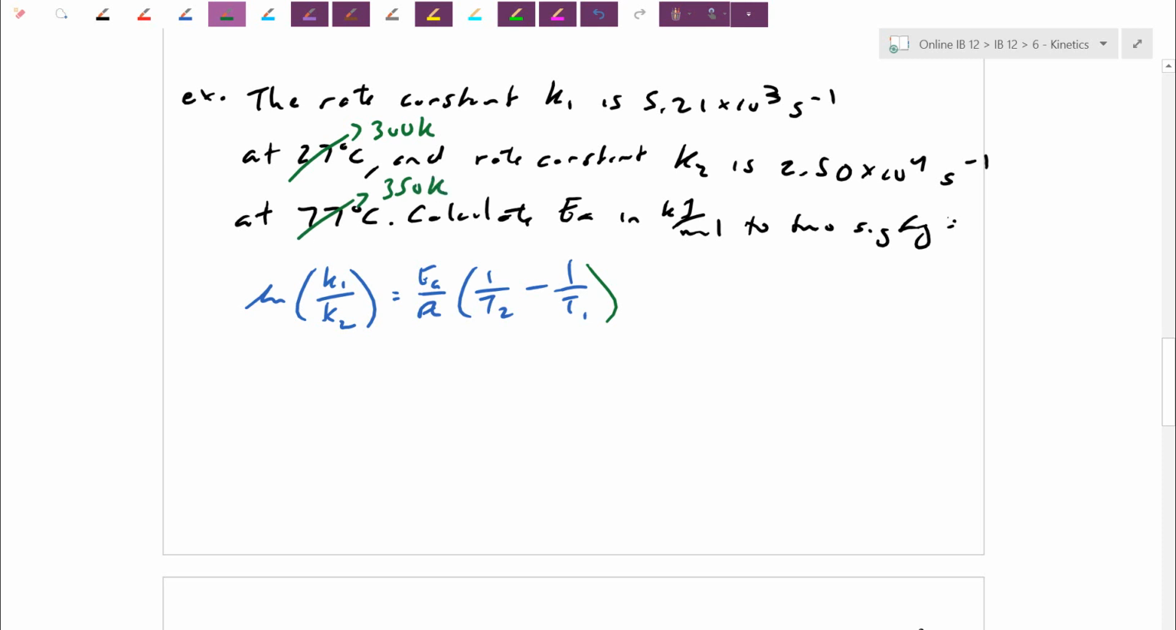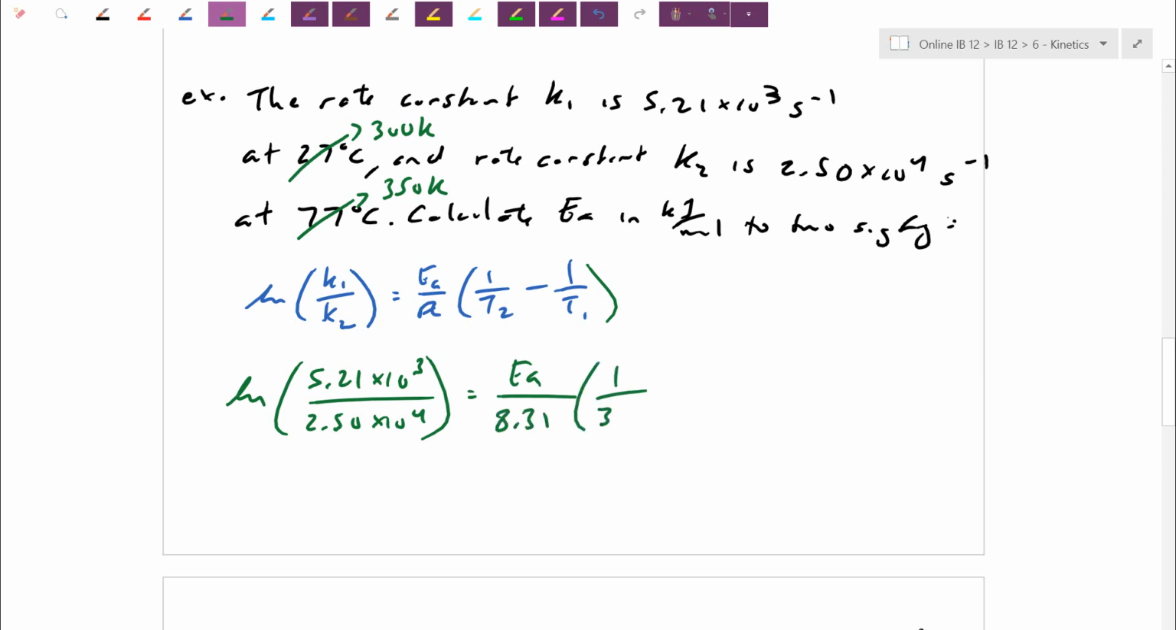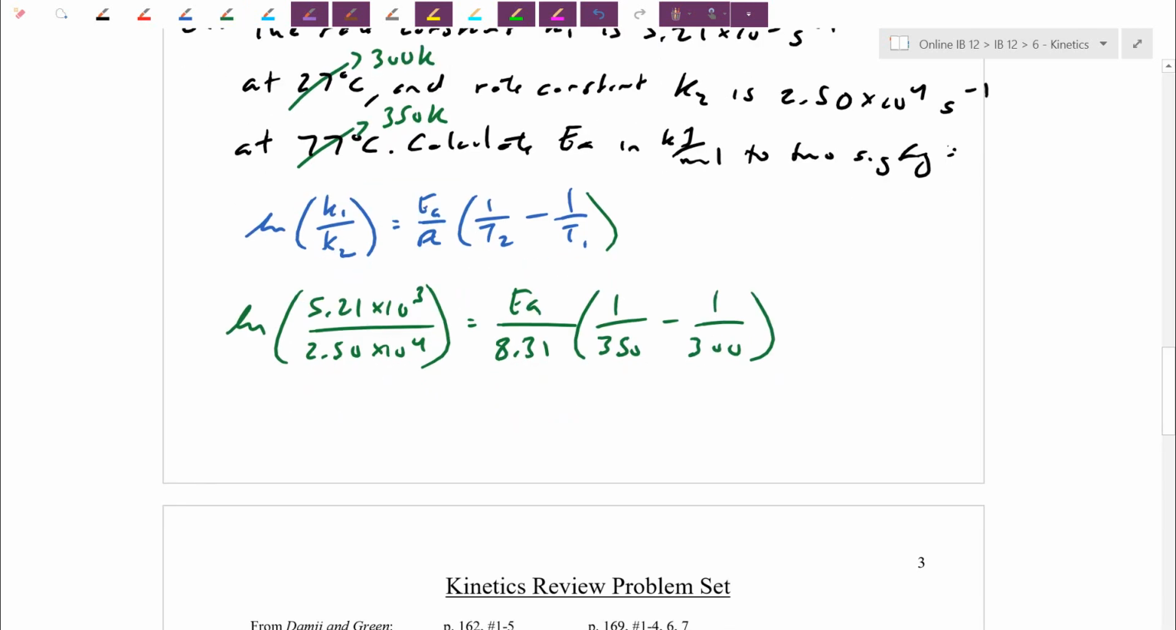Right. So all I'm going to punch in here is the natural logarithm. K1 is 5.21 times 10 to the 3 divided by K2, which is 2.50 times 10 to the 4. These are the actual rate constants at those specific temperatures. I don't know the EA. I know the R is 8.31. The temperatures: 1 over T2 was 350, I'm going to minus off 1 over 300. Those have to be Kelvin temperatures. Let me clean this up a little bit: 1 over 350 minus 1 over 300. Let's divide by the 8.31.